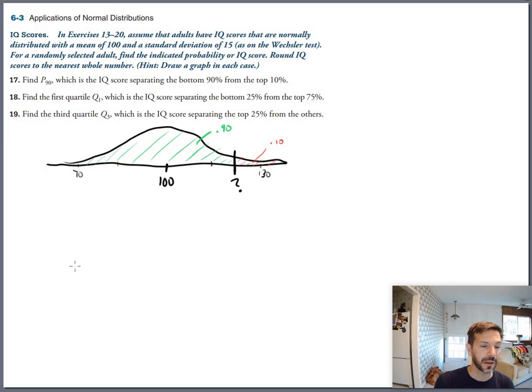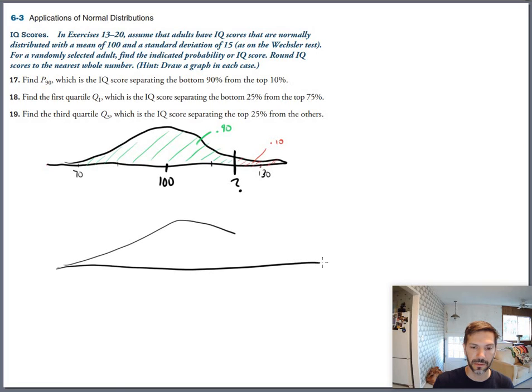Same thing for number 19, for finding the third quartile that separates the top 25% from the others. We'd start with a blank normal curve and fill in the mean and a couple standard deviations if you want to. I don't actually require you to draw the standard deviations for me, but it's good to know the basic idea of where our scale is. In any case, this time we're wanting to separate the top 25% from the others.